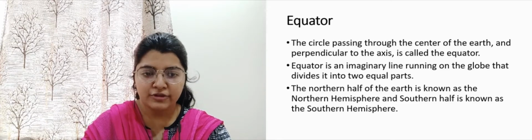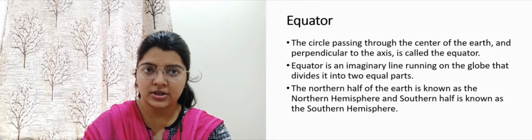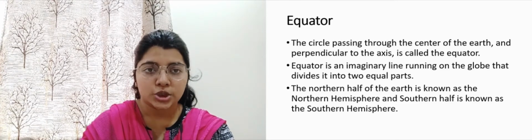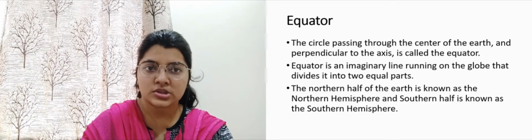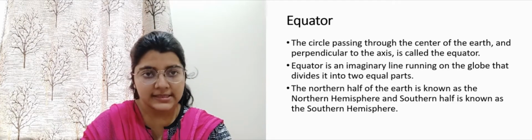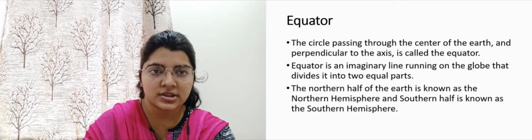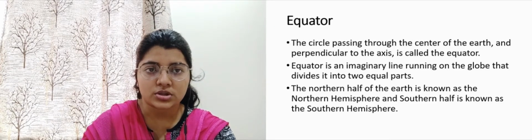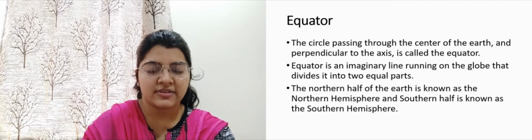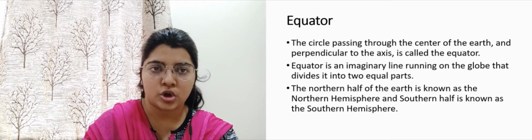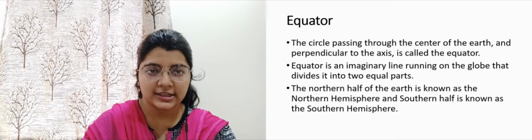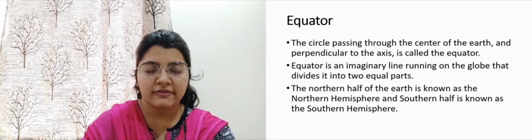The northern half of the earth is known as the northern hemisphere, and the southern half of the earth is known as the southern hemisphere. This is how the equator divides the earth into two parts, the northern hemisphere and the southern hemisphere.